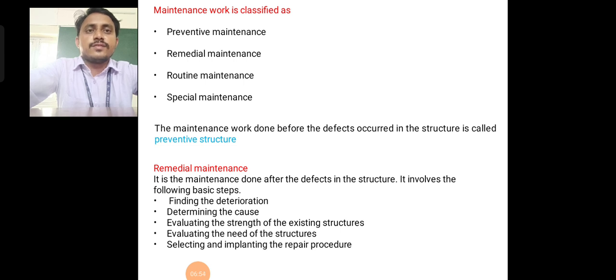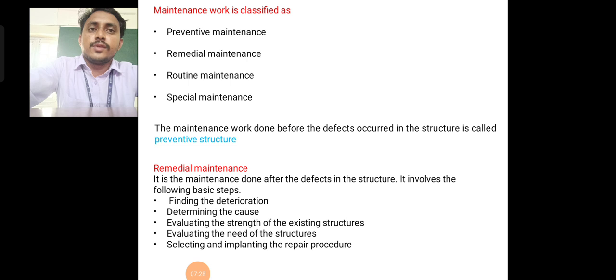Next, coming to the second one, remedial maintenance. See, if the structure has damages, which means in any structure damages will happen. After damages happen, after damages are produced, what will we do? That is remedial maintenance. Remedial maintenance is nothing but the maintenance work done after the defects occur in the structures, which means after defects occur in the structures, what will we do?